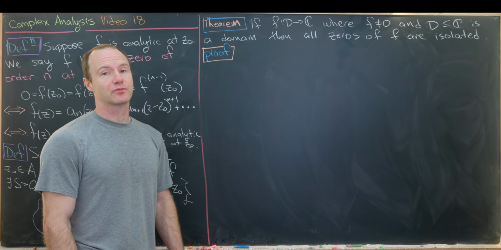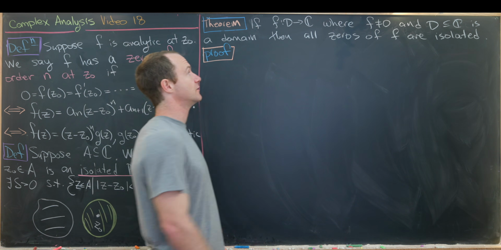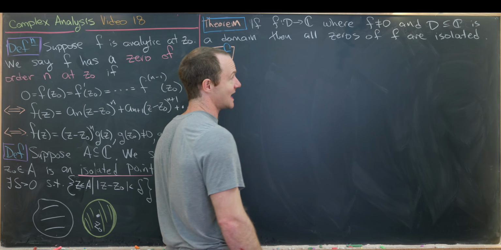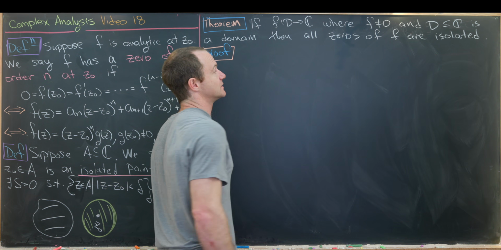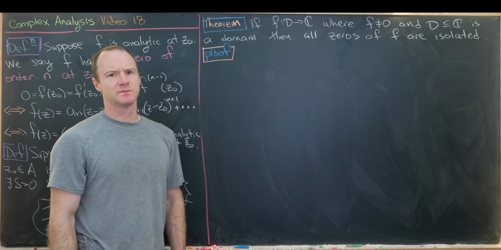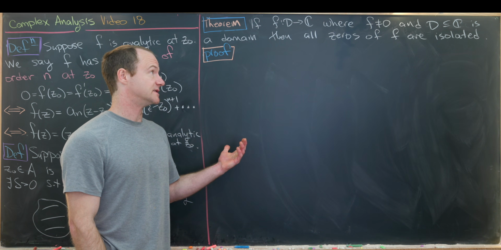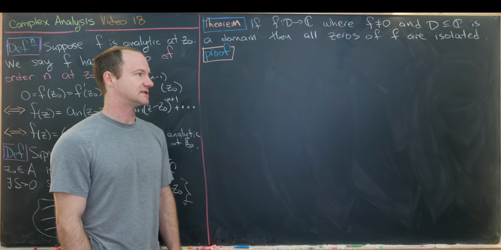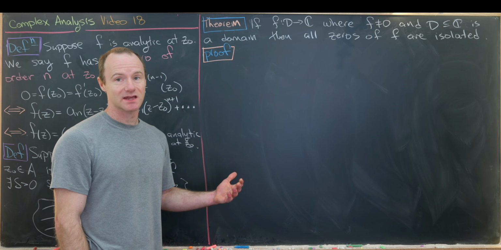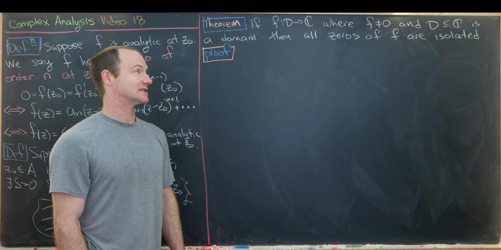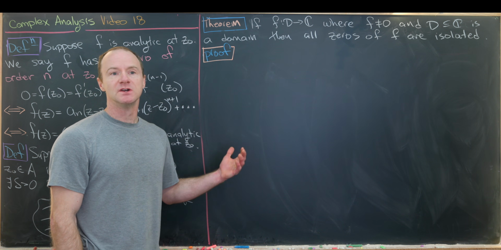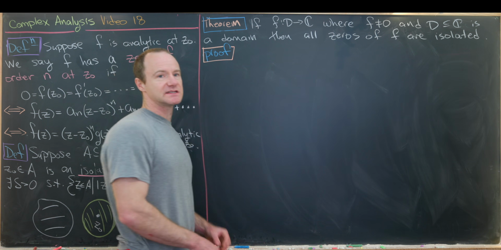Now we'll build off that previous result by proving that with the same setup, all of the zeros of f are isolated. So we can read this very quickly as: any non-zero function, so non-identically 0 function, which is analytic, has isolated zeros. Okay, so that's good. Let's maybe get to the proof here.